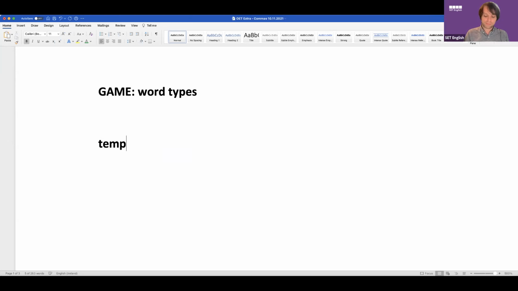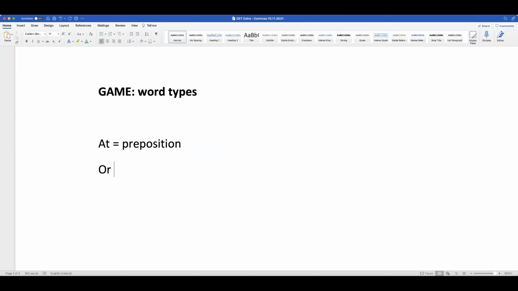Okay, what about this? Temporary. It's an adjective. Yeah, adjective. Okay. Now this is the key. This is why this is useful to say. What about this? What type of word is that? Preposition. Okay, what type of word is this? Conjunction. Okay. What's the difference between a conjunction and a preposition?